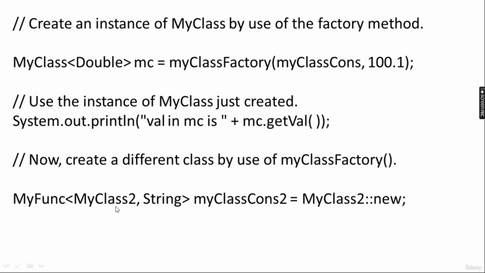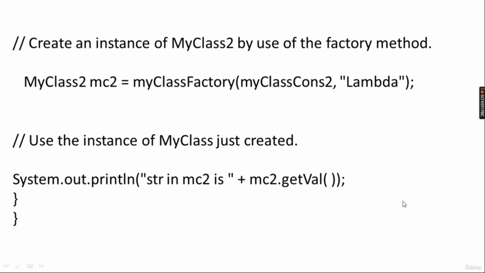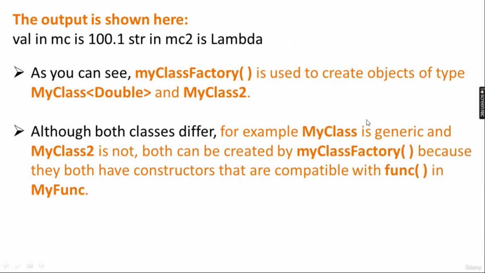This is my functional interface, my class 2 string, my class constructor 2. This is the reference variable of the functional interface my function, and it is my class 2 double colon new. Now create an instance of my class 2. How is it created? My class factory, first of all the constructor reference, and the string is lambda. Okay, so this will be the object created of my class 2, and it is displayed like this: string in MC2 is lambda. So value in MC is 100.1, string in MC2 is lambda.